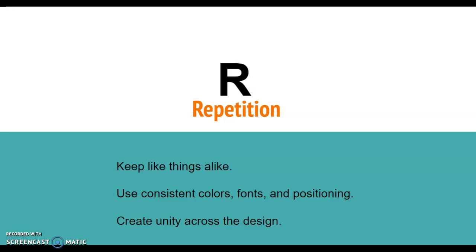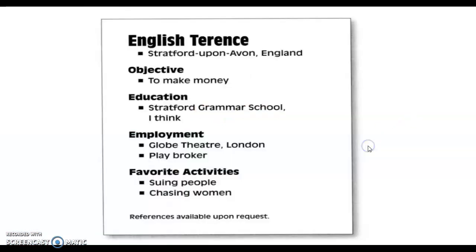We want to create unity across our document. So when we're using a font for our, say, body type, we want to use that for all of the body type. If I'm doing a menu for my restaurant, all of the headings should be the same font. All of the menu items should be the same font. So here's an example of using the same font.